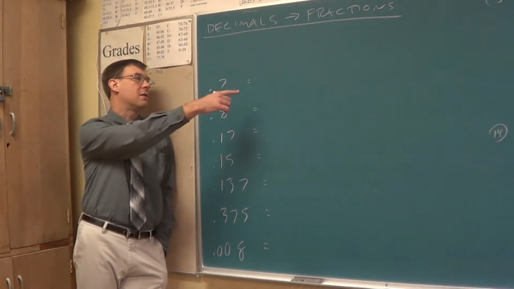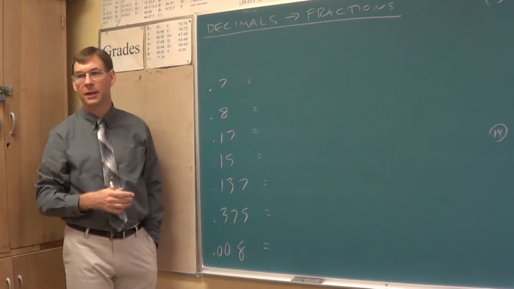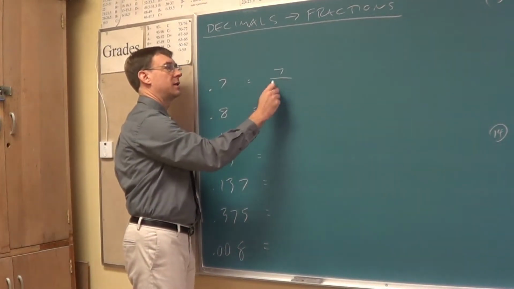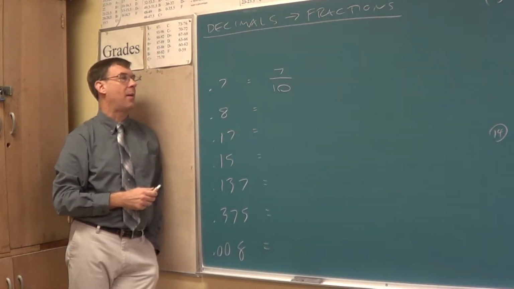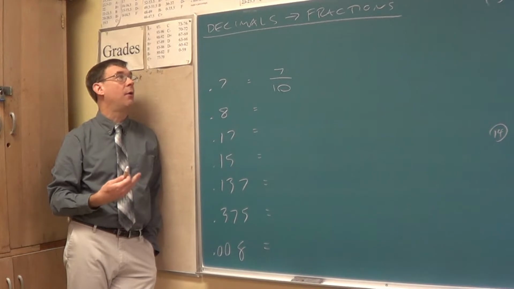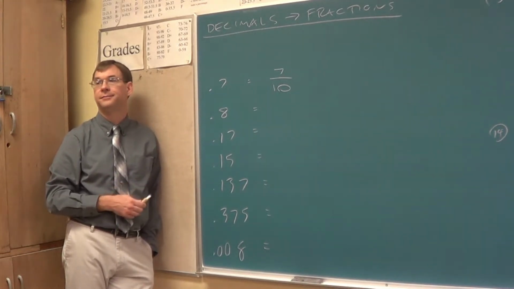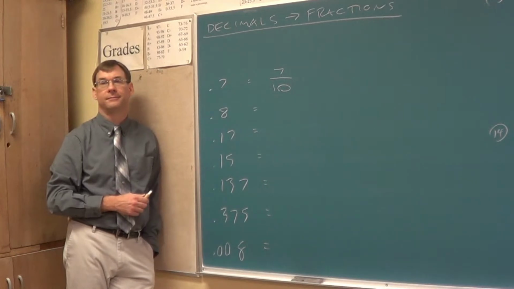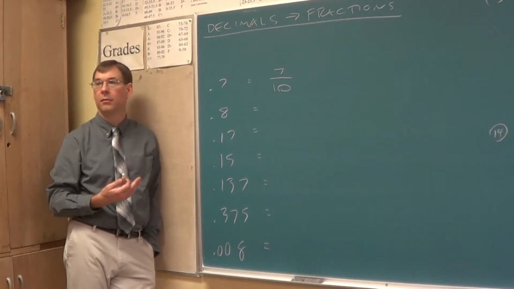Sometimes people are more comfortable just sharing an answer to an example than how to do it. Anybody have a thought either on what this first one would be, or just how we're doing this? 7/10. It is 7/10. That is true. So after seeing that, can anybody explain how we can take any decimal in the world and turn it into a fraction? Like 7/10, where did that come from?